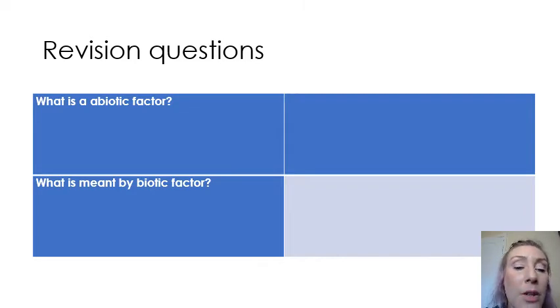Okay, so what's meant by biotic factor? So a biotic factor is a living factor that affects the distribution of organisms within an ecosystem. So that's what you should have for your definition. And then examples are inter and intra-specific competition, predation, you can have food availability, you can have parasites and disease.